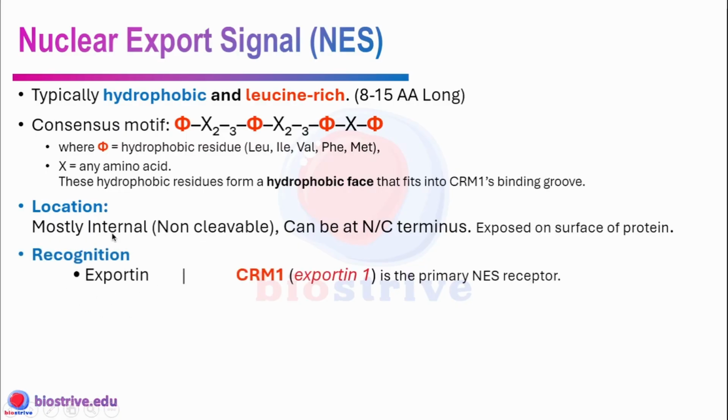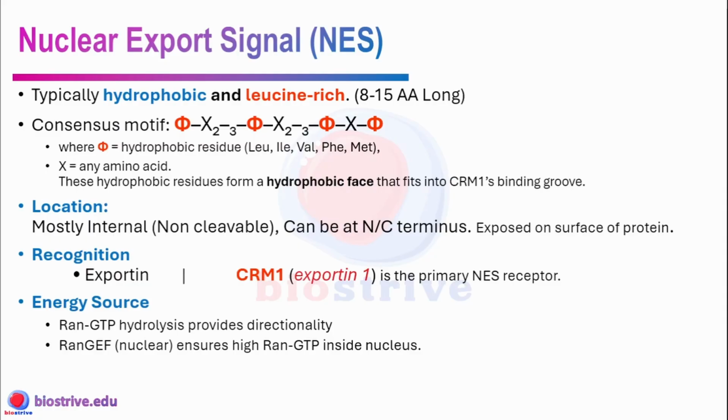It is recognized by exportin; we can say exportin is the receptor for the nuclear export signal, and the specific exportin is CRM1, which is exportin 1, which we talked about earlier right here. It is the primary nuclear export signal receptor. What is the energy source? The energy source is the same as usual. RAN GTP hydrolysis powers this directionality, and RAN GEF, which is the guanine nucleotide exchange factor, ensures that there will be a high concentration of RAN GTP inside the nucleus, and RAN GAP will be in the cytoplasm. It ensures the hydrolysis of RAN GTP, and it will convert this RAN GTP into RAN GDP.